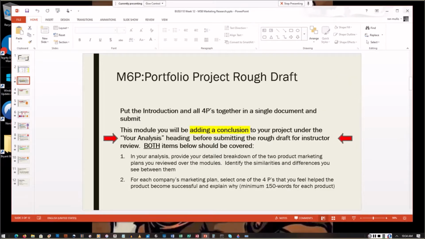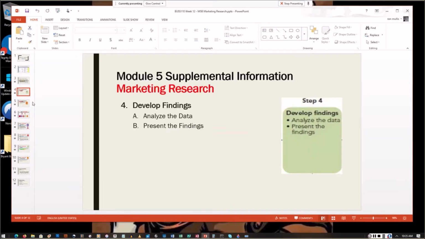All right, so these are the instructions for the portfolio project rough draft. You can read through that. It's a minimum of 150 words for each product. So just make sure you pay attention to the word count minimum, as well as the rest of the instructions.